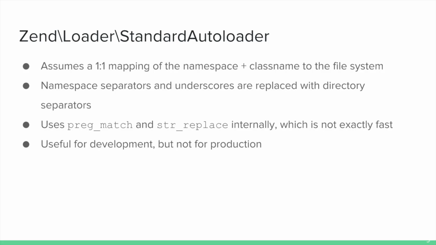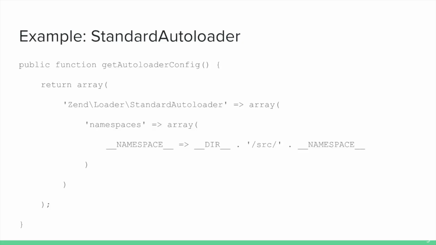This implementation uses preg_match and str_replace internally, and this is not exactly fast. So it's useful for development, but not so much for production, because it's a pretty slow approach, and we don't want our production systems to be slow. So we will look at a faster approach in just a moment. But first, an example of how the standard autoloader can be used.